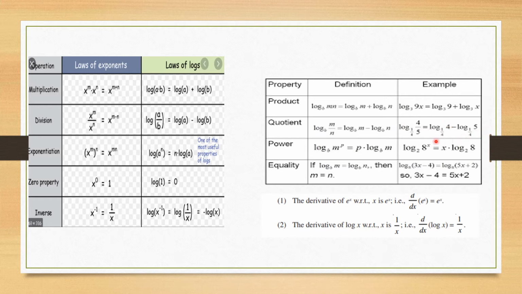Log to the base b of m raised to power p can be written as p log to the base b of m, like this. So log to the base 2 of 8 raised to power x can be written as x log to the base 2 of 8. Similarly, equality says that if log to the base b of m is equal to log to the base b of n, that means m is equal to n. Similarly, for this question, you can find that 3x minus 4 is equal to 5x plus 2.